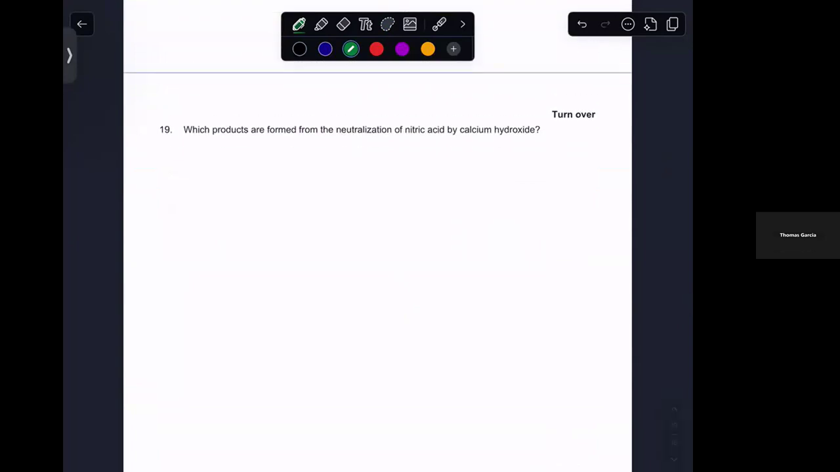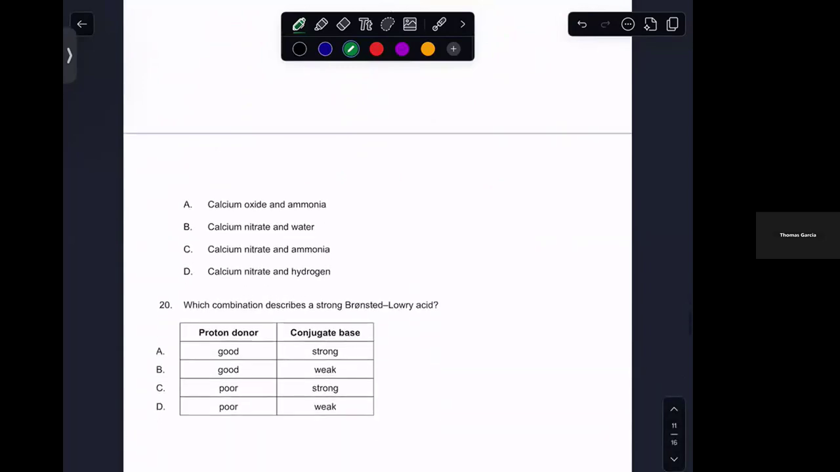All right, another shifted graph. Which products are formed by the neutralization of nitric acid and calcium hydroxide? So if we look at nitric acid, HNO3 plus Ca(OH)2. Well, this is an acid plus a base, so we're just going to get water and a salt, calcium nitrate. I won't even balance the equation because I know that our answer doesn't have it balanced either.